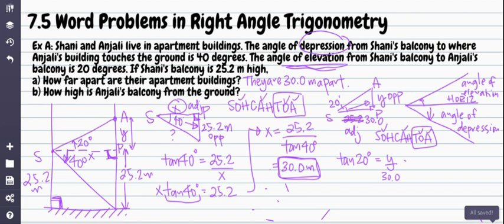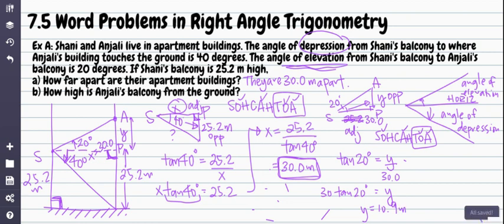So just be careful. Actually, it'd be nice if I had labeled this here in my original diagram, then I wouldn't have made a mistake. So y over 30.0, and to get rid of this 30, I'm going to multiply by the other side. So 30 tan 20 degrees. Type that in your calculator, and you get y equals 10.9.